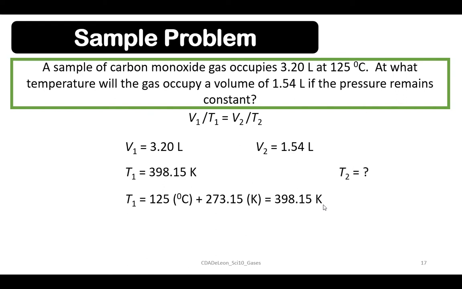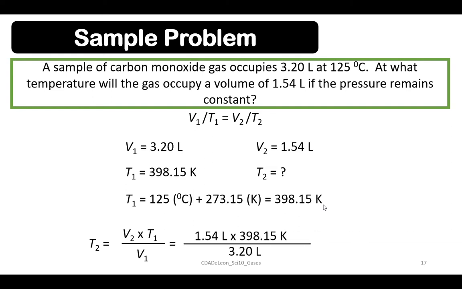V2, ayan, in liters, and T2 is the unknown value. So, out of the general formula of Charles' law, we will derive our new formula: V2 times T1 divided by V1. So, substitute the values: 1.54 liters times 398.15 Kelvin divided by 3.20 liters.